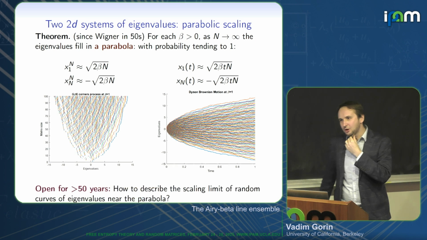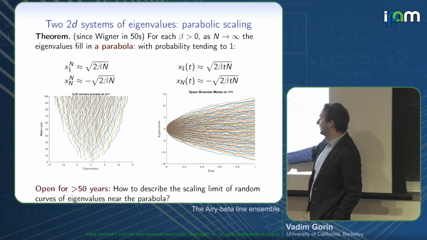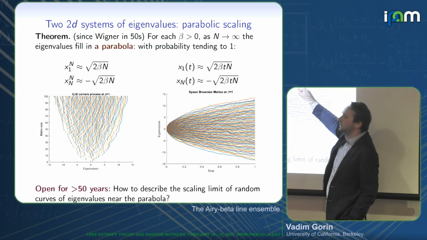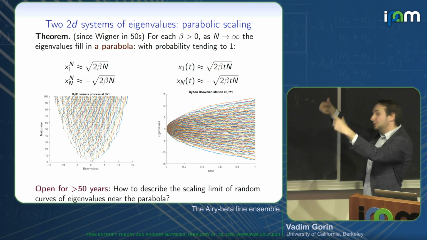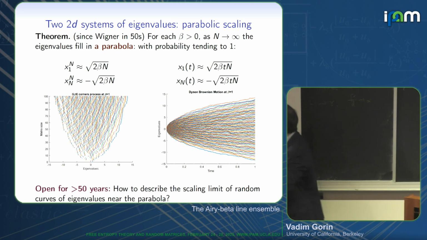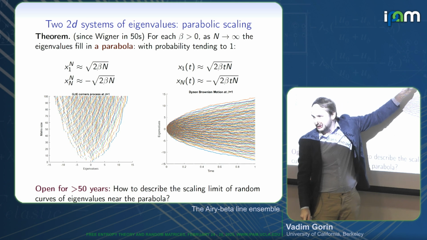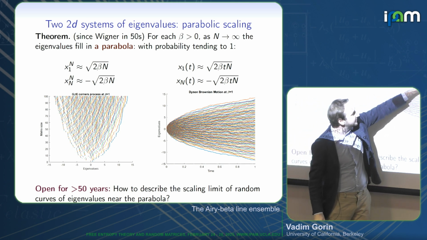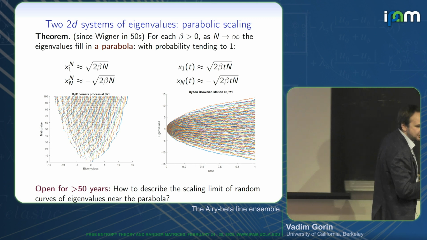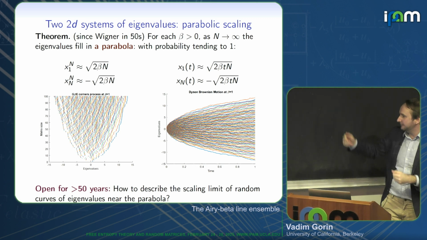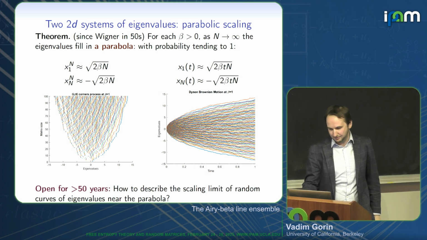Now, what was not known for a long time was how to describe the scaling limit of random curves of eigenvalues near this parabola. In first order you converge to the parabola, but what if you look at fluctuations about this parabola? Clearly, this curve still has some randomness, and you want to describe this randomness. What do these curves near the parabola look like? That's the question which I'm addressing in my talk: how to describe the scaling limit of these random curves near your parabola.